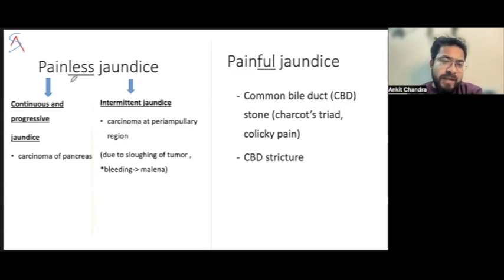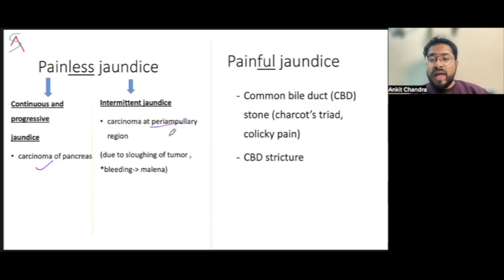If it is painless, there is no pain, but the patient has jaundice and you are suspecting obstructive jaundice, then you have to see whether it is continuous and progressive. If it is continuous, persistent jaundice and progressive in nature, then you have to suspect carcinoma of the pancreas. If it is intermittent, waxing and waning, as I told, then it is carcinoma of the periampullary region.